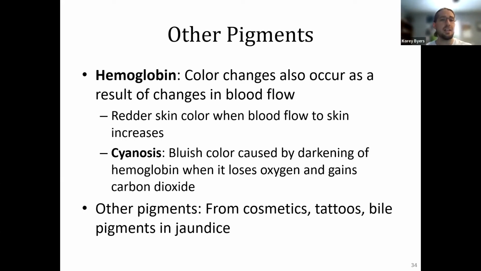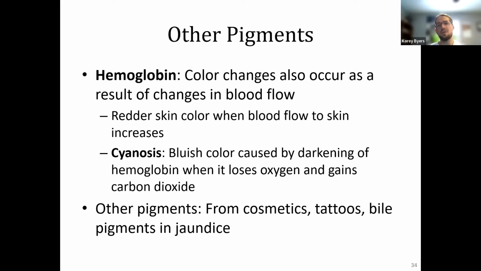Hemoglobin is the iron-containing protein complex that carries oxygen, and changes in that can also cause changes in skin color. When we're embarrassed or flushed or hot, when the skin is perfused by blood cells, we see that.